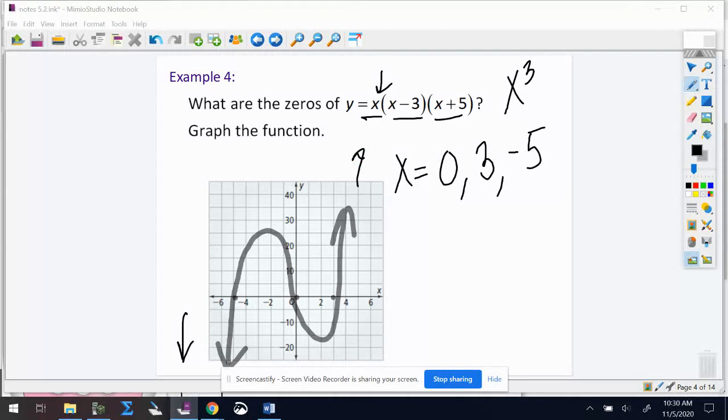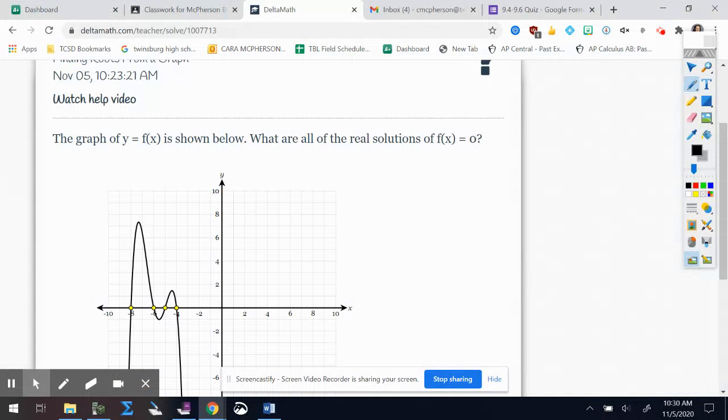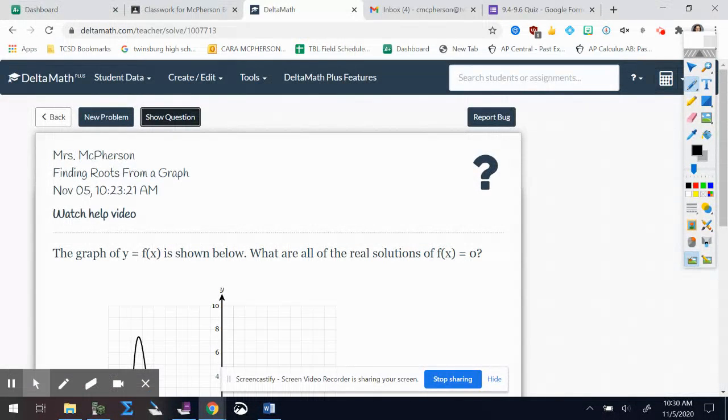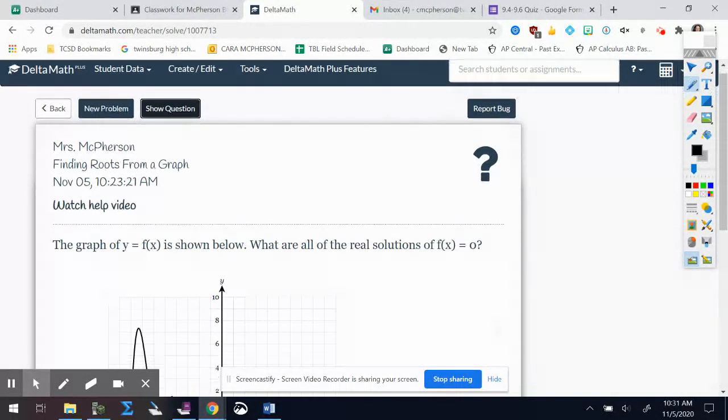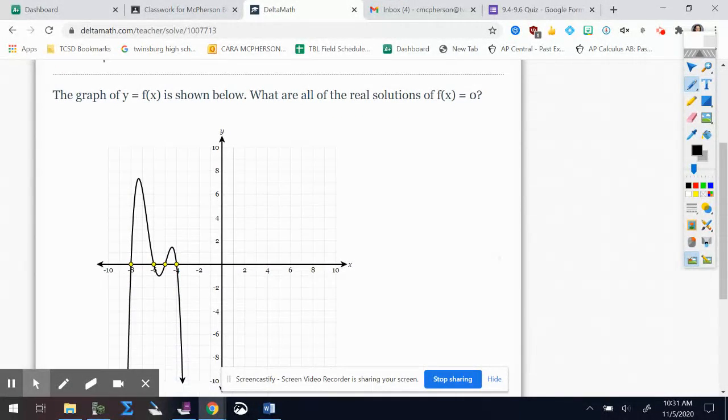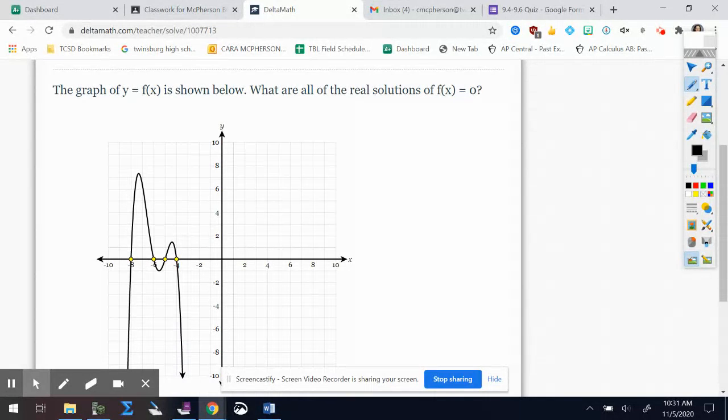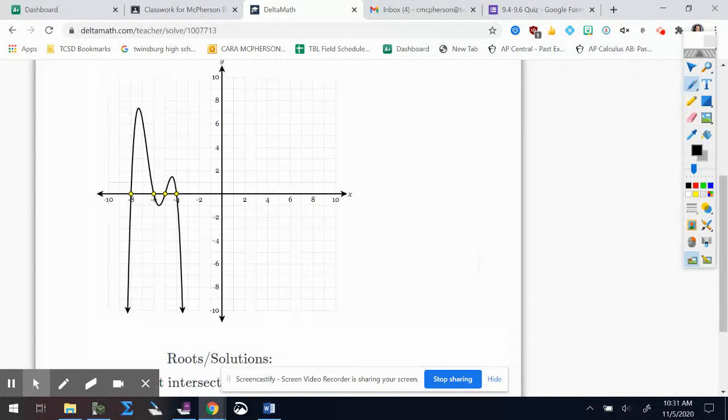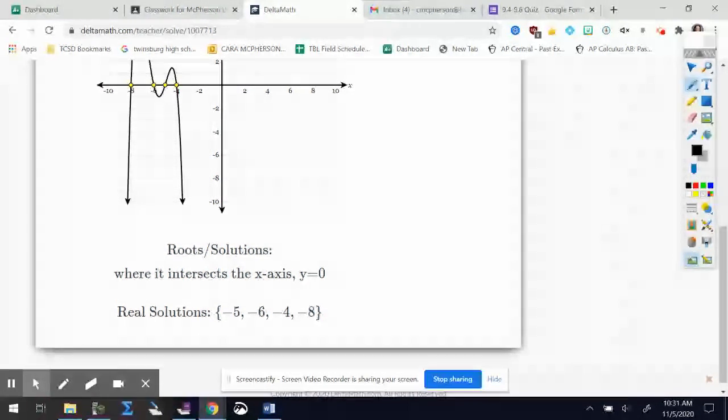So here's what you're going to have to do on Delta Math. On Delta Math, you're going to be given something like this, where it's going to say, what are the real solutions of a function f of x equals 0? So I'm going to show you this one that's already done for you so you can get an idea of what's being asked. So you're going to be given a graph, and the little yellow dots were added with the solution. They are asking all of the places where the function equals 0. So they're asking you to list the solutions or list the roots. All you are doing is typing them in one at a time into your solution box.